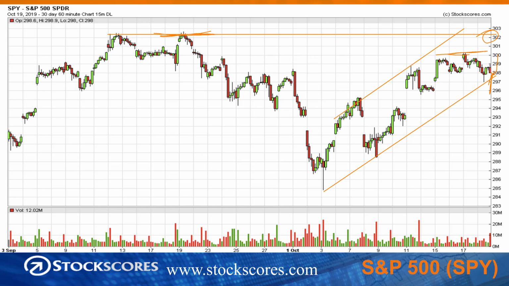So going into next week, if we can break this little downward trend line early, then we're probably going to make that run for 302, 303. If we break this longer term upward trend line, then you want to be cautious because we could see a more substantial pullback and a little bit of volatility going into the end of the month.